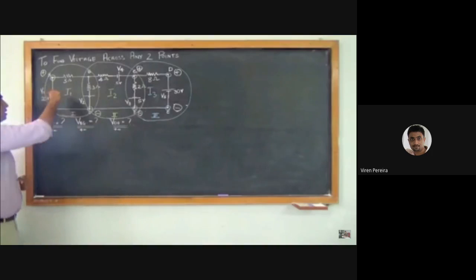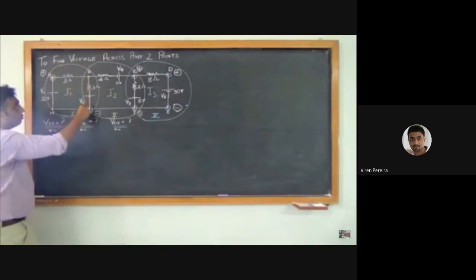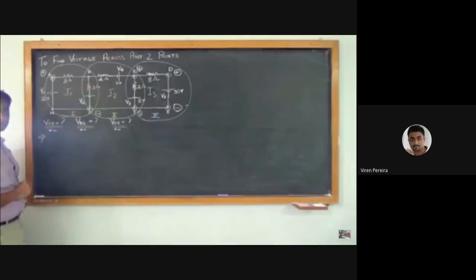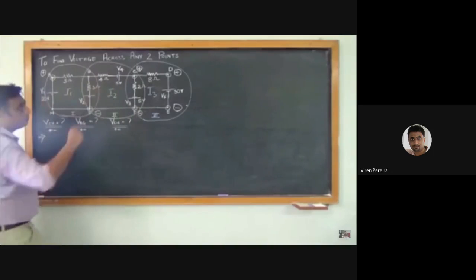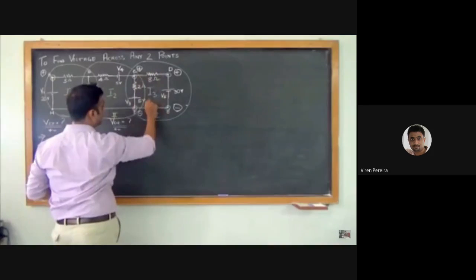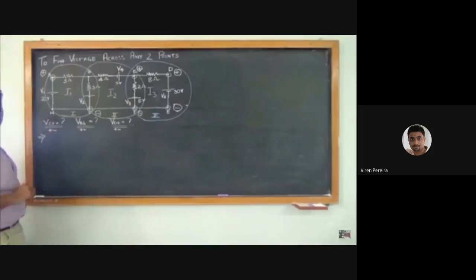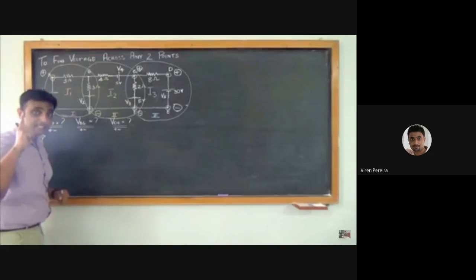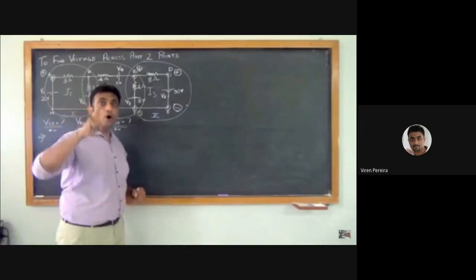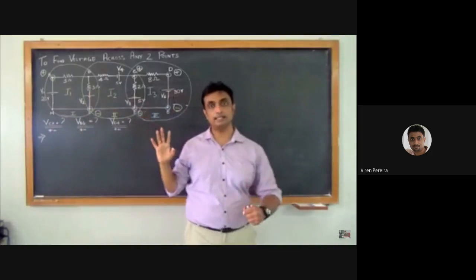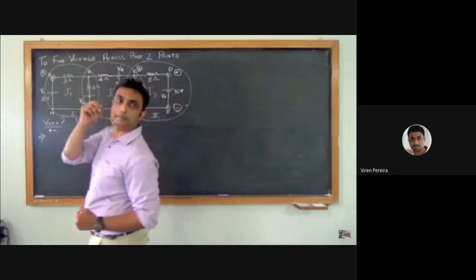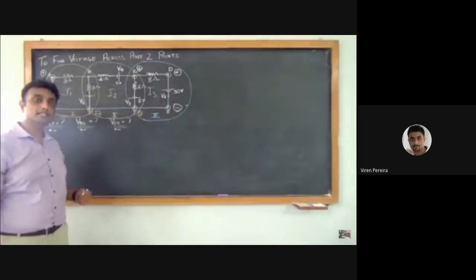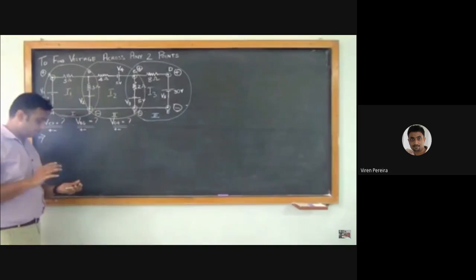After this, we represent loop 1 current as I1, loop 2 current as I2, and loop 3 current as I3. After this step, we have to assume all the directions in clockwise. Now, if you want to use the shortcut method, we have to compulsorily assume all the directions in clockwise way.